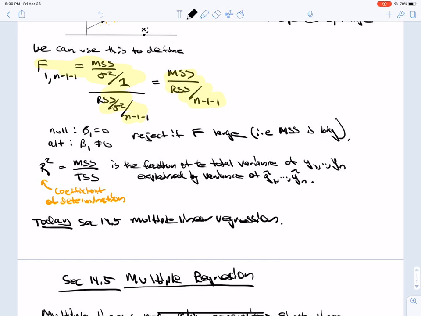R squared is called the coefficient of determination. It is MSS over TSS, and it's the fraction of the total variability of y1 to yn explained by the variance of y1 hat to yn hat.